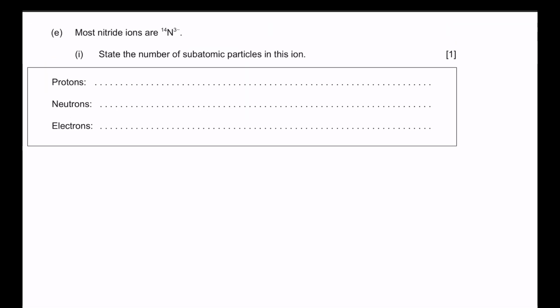Most nitride ions are 14N3-. Find the number of subatomic particles in this ion. From the periodic table, we know that the atomic number of nitrogen is 7, so the number of protons in nitrogen will be 7. How to find the number of neutrons? The number of neutrons is the total mass number, which is 14 as given here, minus the number of protons, that is 7.